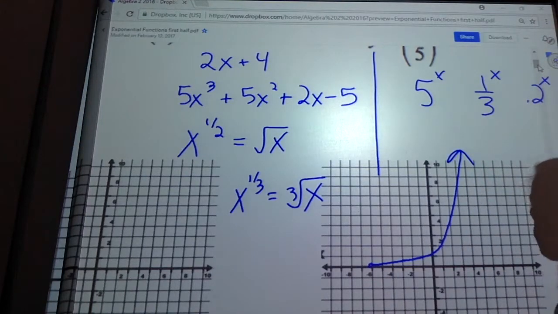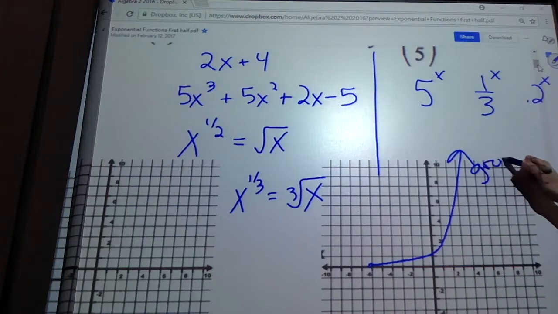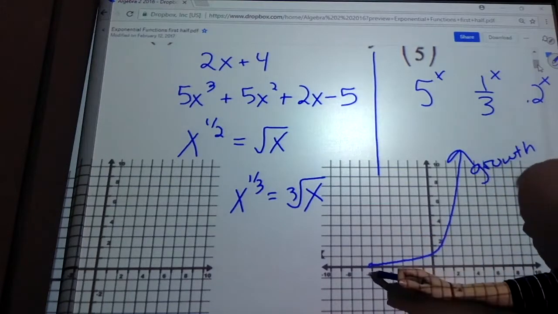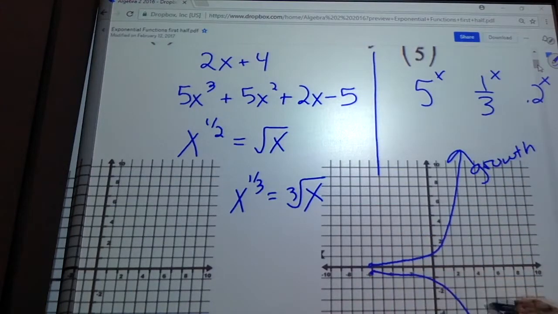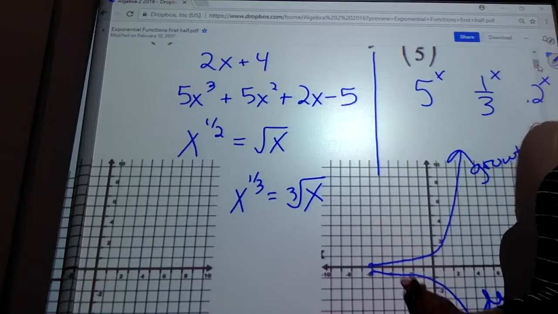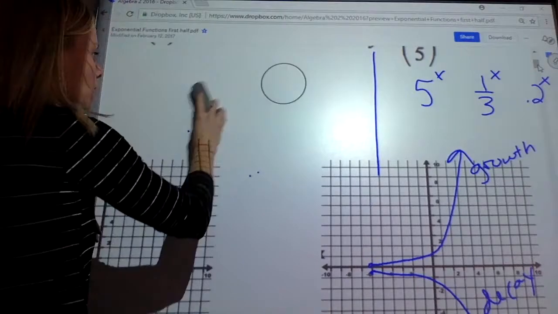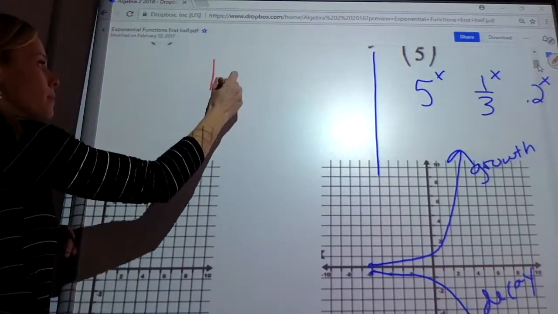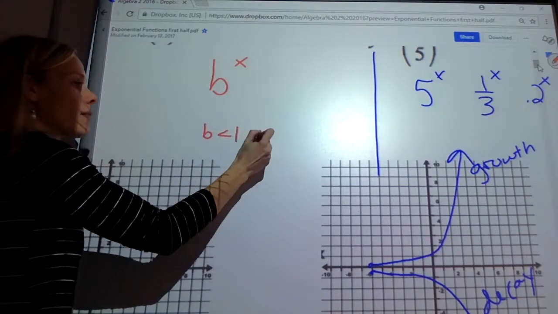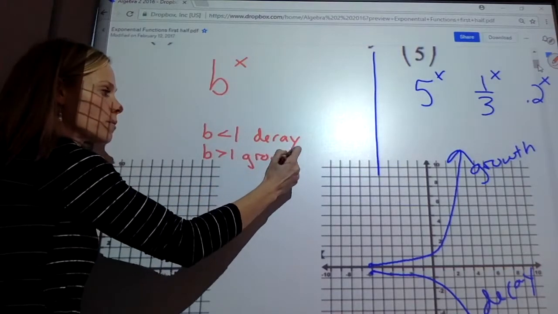Okay, there's 2 types of exponential functions. We have a growth, exponential growth, which looks like this. It goes up, and then we also have an exponential decay, which of course goes down. Okay. So we have a growth or a decay. How can you tell the difference between them? By looking at a function. If I have some number b raised to the x power, if b is less than 1, that is a decay. If b is greater than 1, that's a growth.